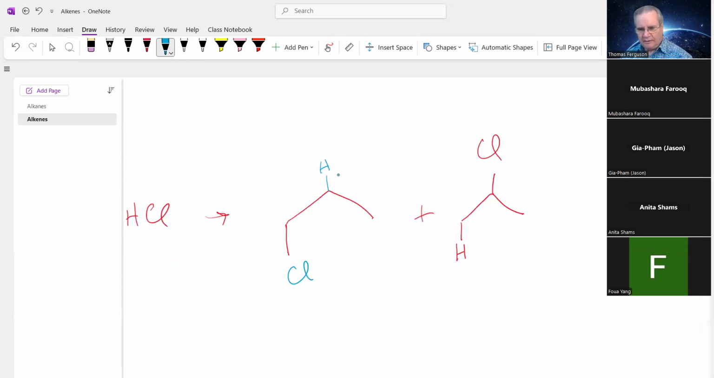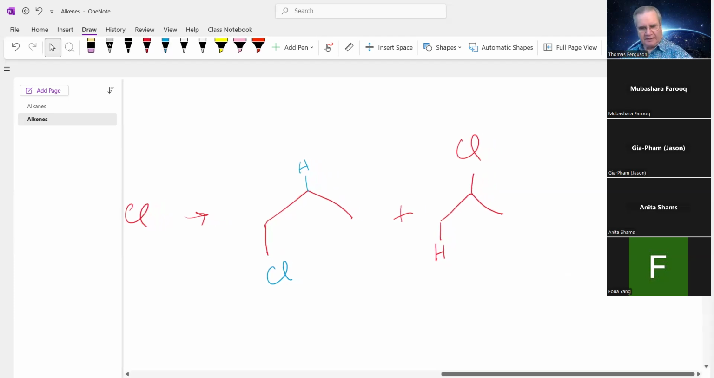So you've got a mixture. I'm going to deal with a mixture. Okay, what we need to do is figure out which is more stable. So symmetry, which is more symmetrical, left or right?